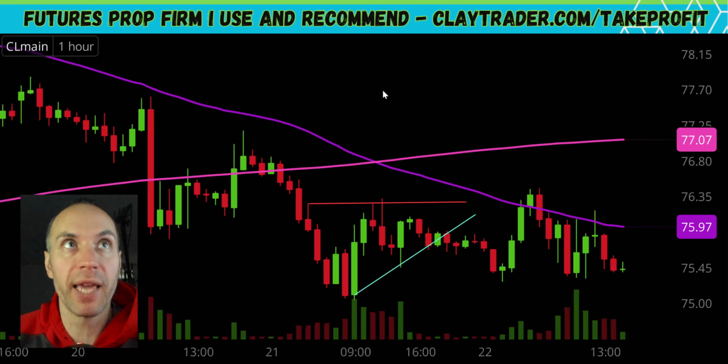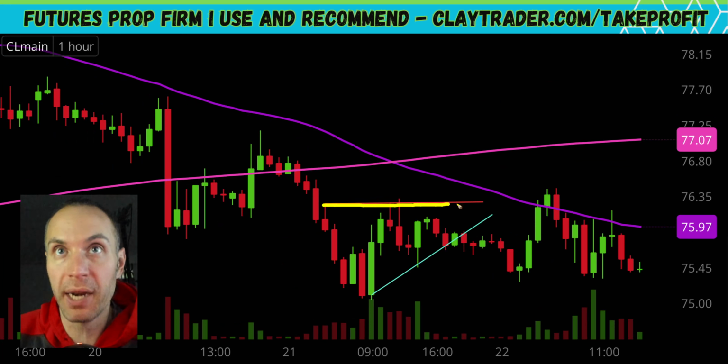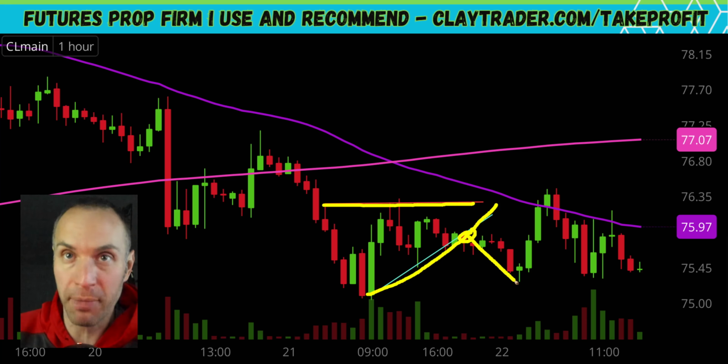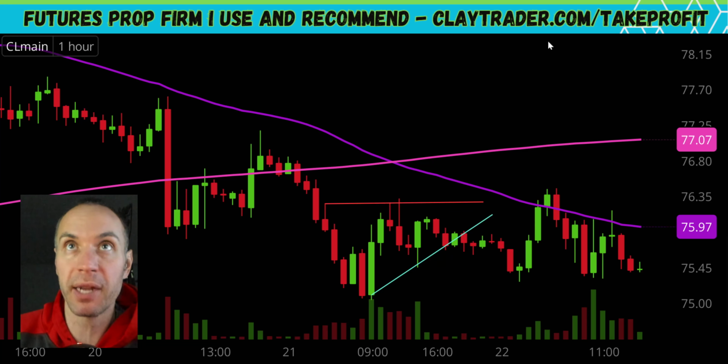Next one here, taking a look at oil, CL, and talked about this previously, had this bear pennant drawn into play, and you can see that played out, got the break right there. Now, was this like a disastrous break? It was not, but the power of charts, it still did break down before kind of snapping right back up and then coming back down. But overall, the bear pennant did ultimately play out.